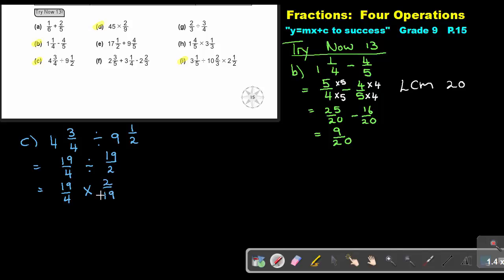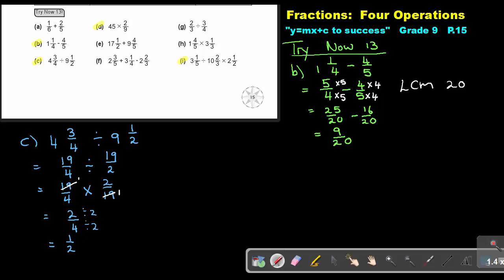And now I can cross cancel only if there's a multiplication sign. I do not make the denominators the same. So 19 goes in one time, 19 goes in one time. And if I work it out, 1 times 2 is 2. 4 times 1 is 4. And if I simplify this, I divide by 2, I will get a half. So the final answer will be a half. Just divide by 2, just divide by 2. Or use your calculator. 2 ab/c 4 will give you a half.